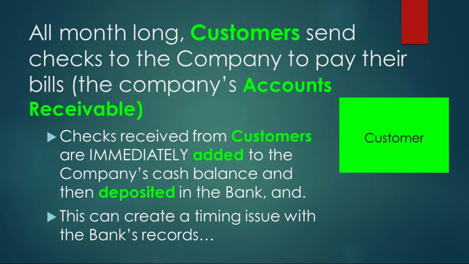And also, all month long, the company is receiving money from its own customers who are paying down their bills. The company immediately makes a journal entry increasing the cash account, and then they take those checks and deposit them in the bank. This can also create a timing issue with the bank's records. This ends part 1 of the bank recon.